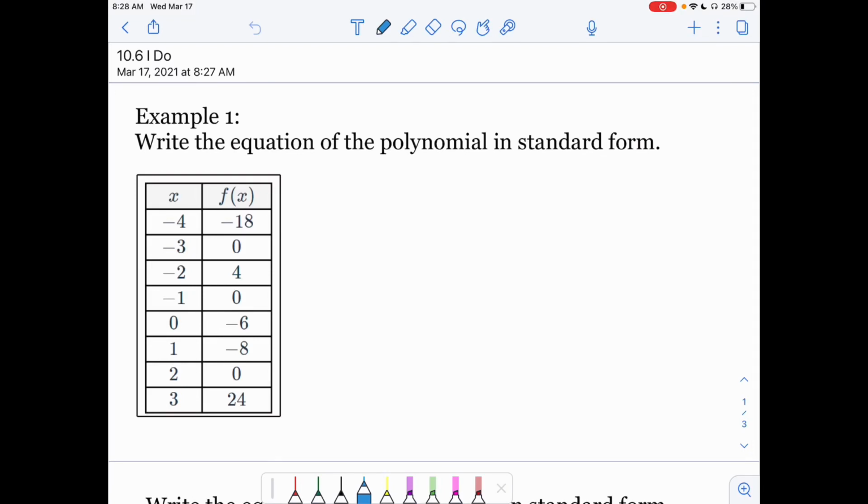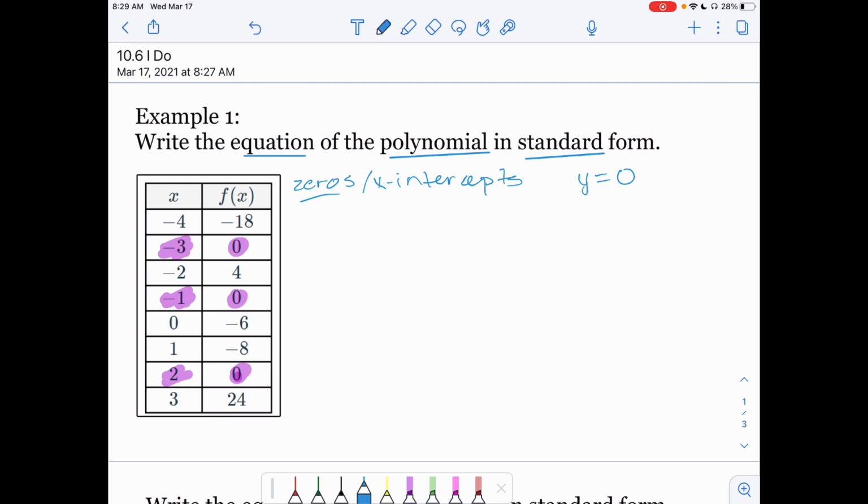Today we're going to learn how to write the equation of a polynomial in standard form from looking at a table. What we need to do is identify our zeros or x-intercepts. Our x-intercepts or zeros occur where y equals 0. That's why they're called a zero. So I need to look, where does y equal 0? Here, here, and here. So that means my zeros are -3, -1, and 2.